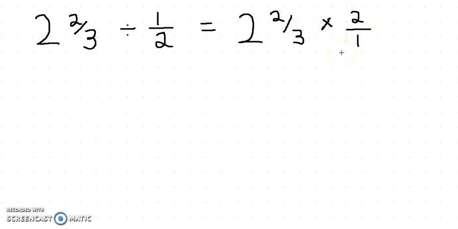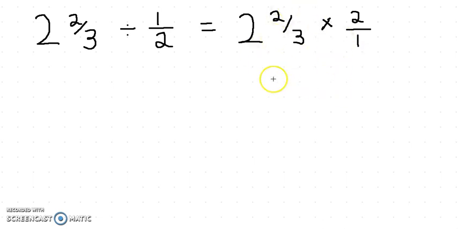So that's how it should look, 2 2/3 times 2 over 1. Now, if you're really clever, you might see that 2 over 1 is exactly the same as 2, because 2 divided by 1 is 2. So therefore, what we're really looking at is 2 2/3 times 2. It doesn't have to have that divide by 1.